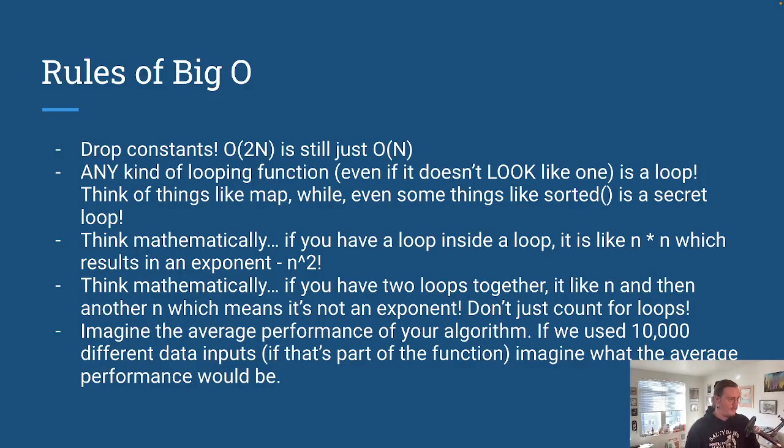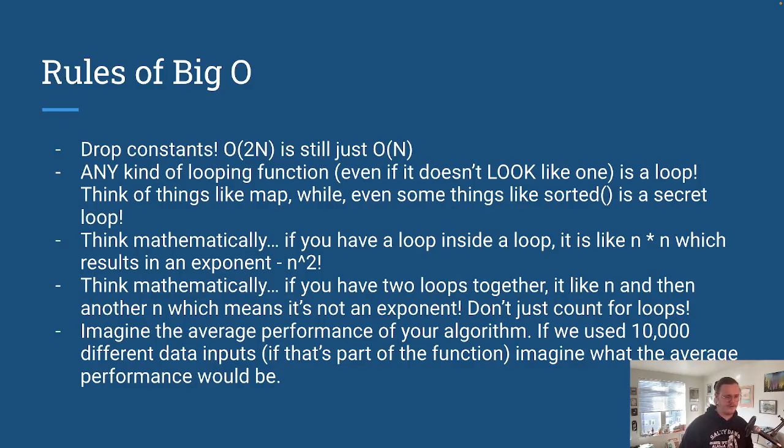Anyways, so rules of big O notation: drop constants. Okay, so O of 2n is still just O of n, which doesn't make a lot of sense. I'm actually going to show you an example of why we drop constants in just a moment. But that's part of why we do that.